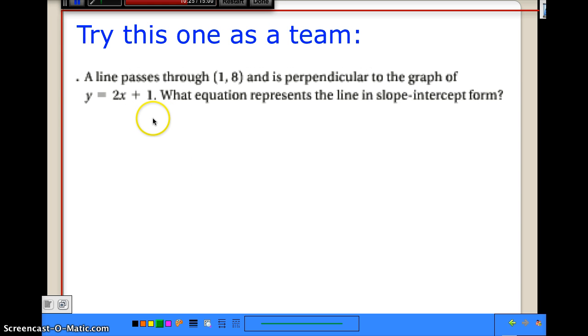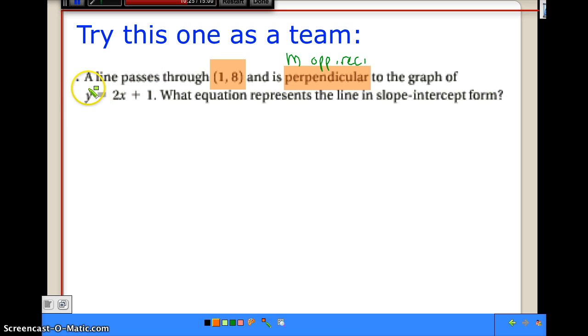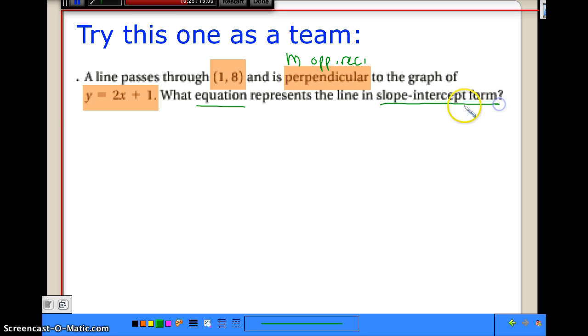It says a line passing through 1, 8. Let's highlight or underline the important pieces of information. 1, 8. We know it's going to be perpendicular. That means that the slopes are going to be opposite reciprocals of the graph y equals 2x plus 1. What equation represents the line? They want the equation and they want it in slope-intercept form.